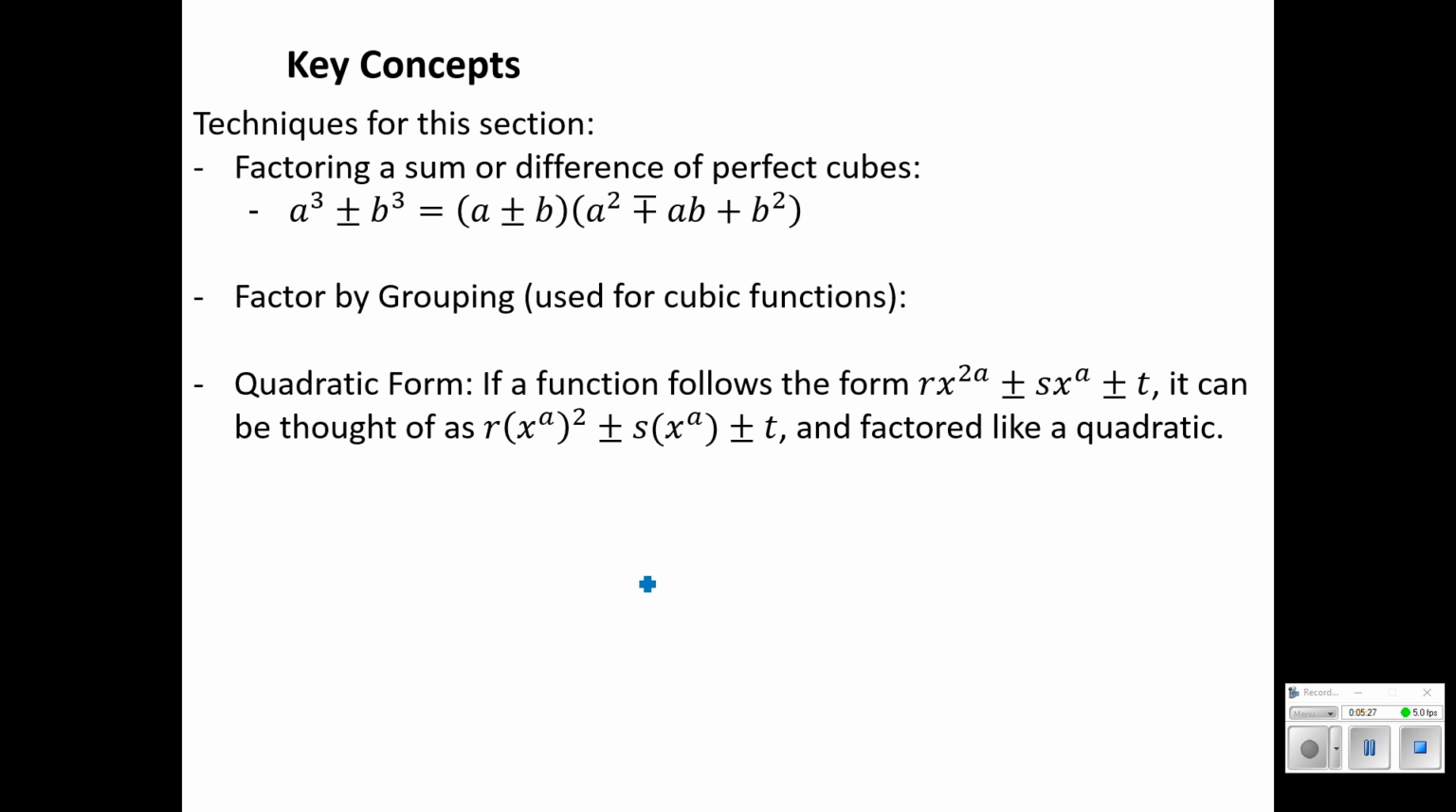All right, so what are the techniques we're going to be building on, or adding into our arsenal, I guess you could say? A sum or difference of perfect cubes. If my polynomial is two terms added or subtracted that are perfect cubes, then it factors as the cube root of the first thing, and then the same sign. So if this were a cubed plus b cubed, I would have a factor of a plus b. And then the second factor is going to be a squared, then the opposite sign, a times b, and then always a positive b squared at the end.